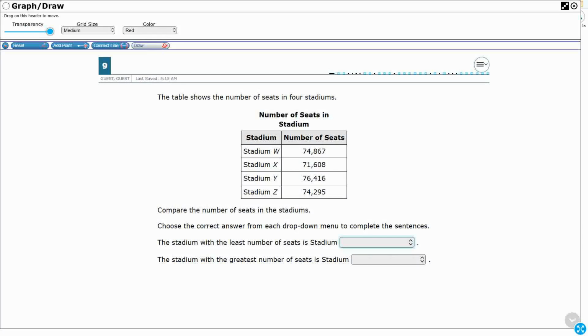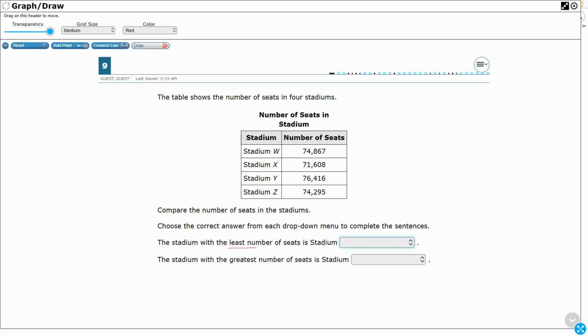So we've got Stadium W, Stadium X, Stadium Y, and Stadium Z. And we just need to find the stadium with the least number of seats and the stadium with the greatest number of seats. Now, we've got them lined up, but they're not necessarily in any kind of order. So there's a few different ways we can solve this. What I want to do is make a place value chart, and line everything up, and that's going to make it a little bit easier.